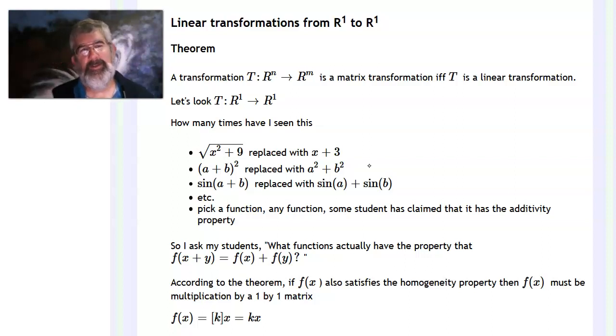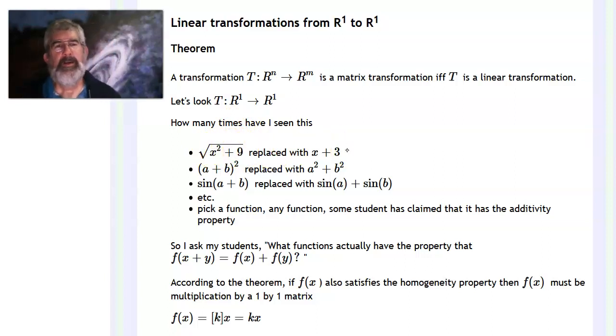how many times have I seen students do this? They look at something like the square root of x squared plus 9 and they replace it with x plus 3 because they think the square root has the additivity property, although they don't say that. It's like the distributive property, right? Take the square root of x squared and the square root of 9, you have the results, right? So you get x plus 3.